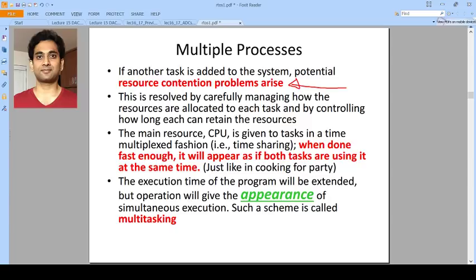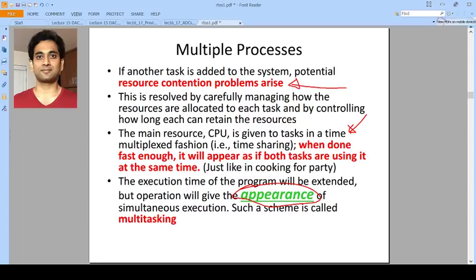All of these different tasks have to be accomplished by you and you alone. Even so, in a multitasking system, the processor has to make itself available to different tasks on a time-shared basis. So the main resource, CPU, is given to different tasks in a time multiplexed fashion, very similar to you rationing your time in cooking different dishes. So when the CPU switches between different tasks fast enough, it will appear as if all the tasks are running at the same time. So it gives us an appearance of a multitasking system.